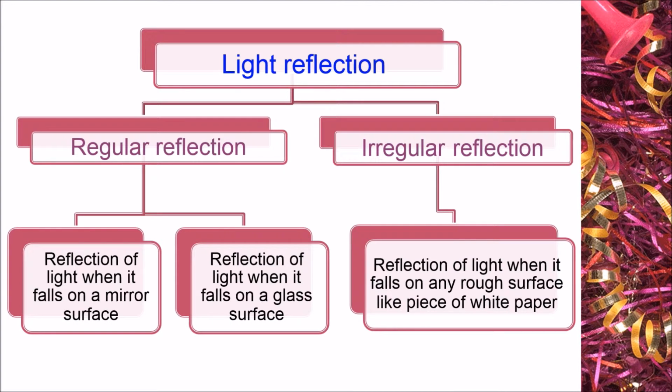Light reflection. We have two kinds of light reflection, regular one and irregular one. The regular one is when light falls on a mirror surface or on a glass surface. The irregular one is the reflection of light when it falls on a rough surface like a piece of white paper.